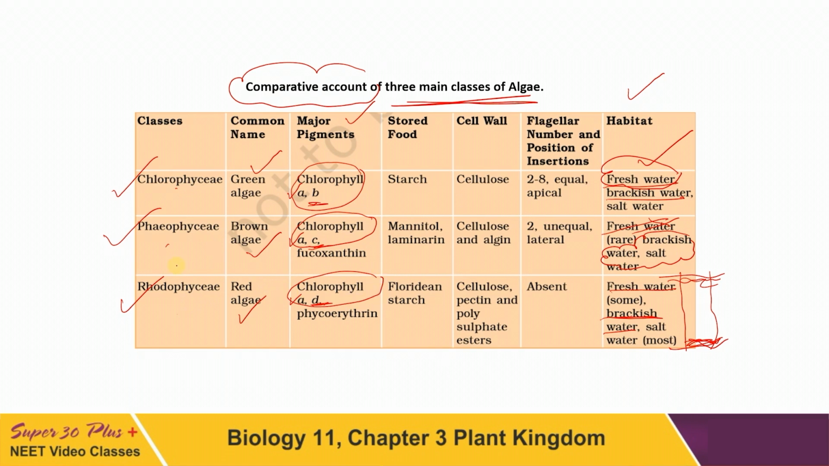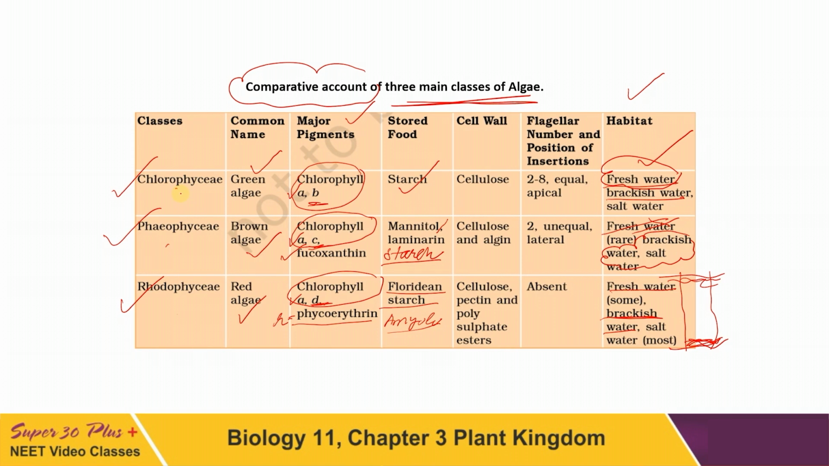In the case of Phaeophyceae, some additional pigments are also there, like fucoxanthin. And in Rhodophyceae also, this is phycoerythrin. It's better to write it as R-phycoerythrin. Now the stored form of food: in Chlorophyceae, green algae, this is starch. In Phaeophyceae, this is mannitol, or known as laminarin, laminarian starch. And in red algae, this is known as Floridian starch. Do you remember? It has similarity with amylopectin, as I told you.